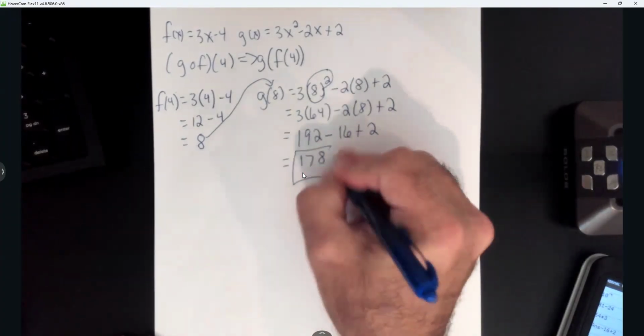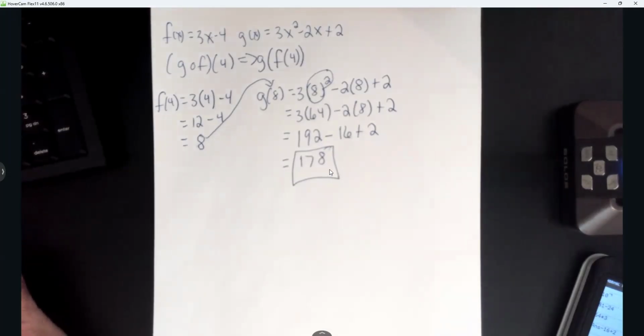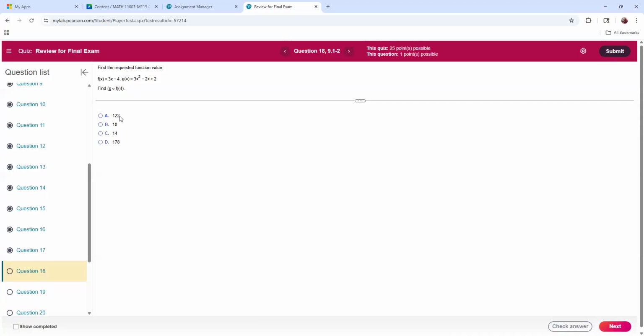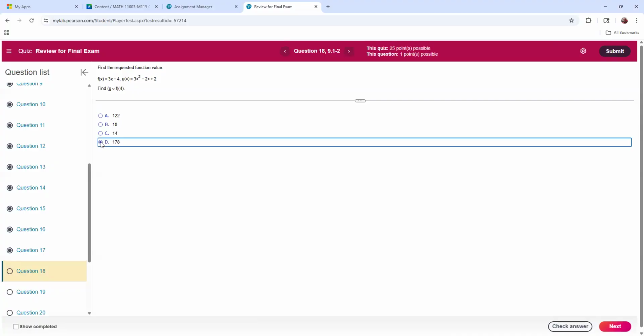And y'all, this is what we want on MyMathLab. Did that have answers? Oh, that's got 4 answers. So A, B. We want D, 178. Not bad. They got the order there. G compose f of 4 means that f goes first, then to g.